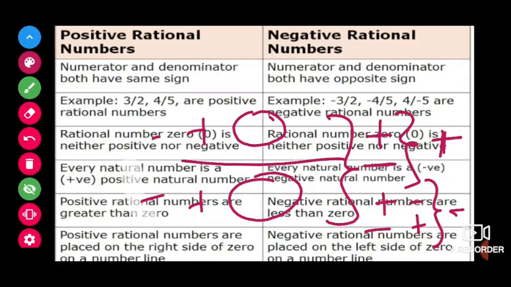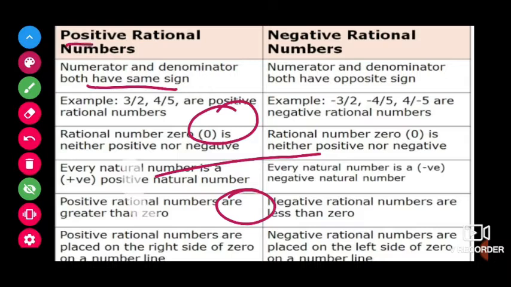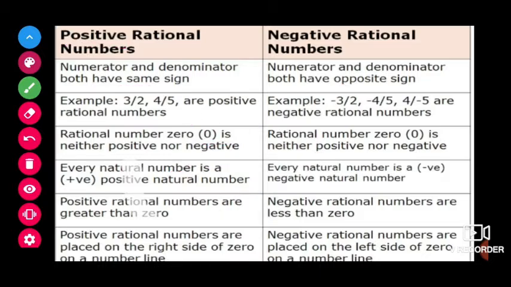The same concept applies here also: we have a numerator and a denominator. If both numerator and denominator have the same sign, then we call it a positive rational number. If both have opposite signs, meaning different signs, one positive and one negative, or one negative and one positive, then we consider it a negative rational number.